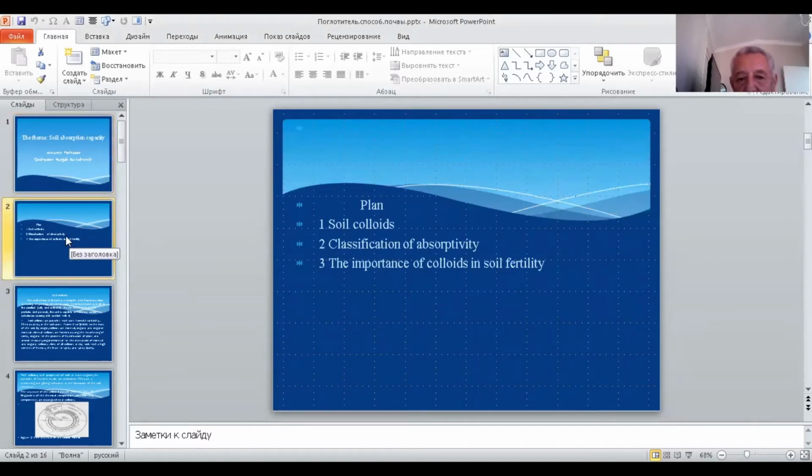Plan of the lecture. Soil colloids. Classification of absorptivity. The importance of colloids in soil fertility.